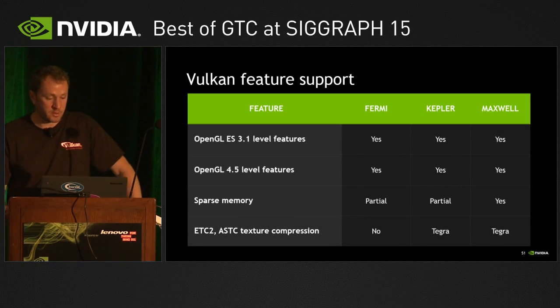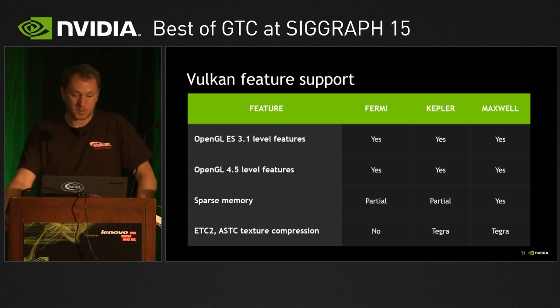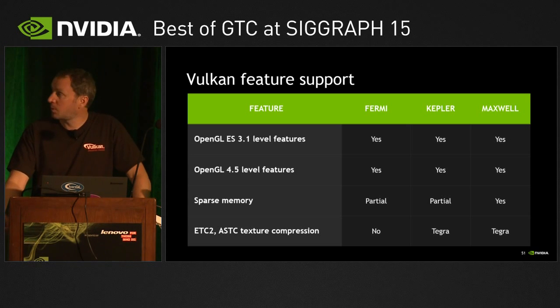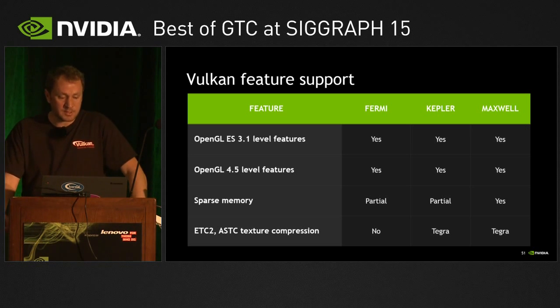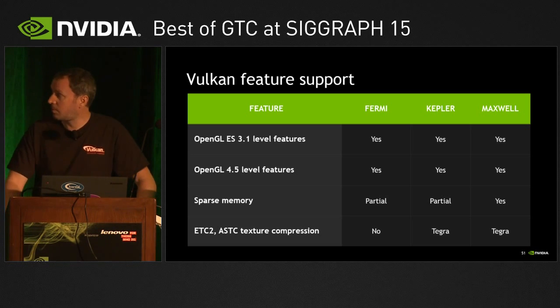Our implementation of Vulkan across Fermi, Kepler, and Maxwell support all OpenGL ES 3.1 level features, all OpenGL 4.5 level features, and have varying support for sparse memory, depending on the platform. And then for the ETC2 and ASTC, these are mobile-oriented texture compression formats right now, and so only our mobile parts will support those.